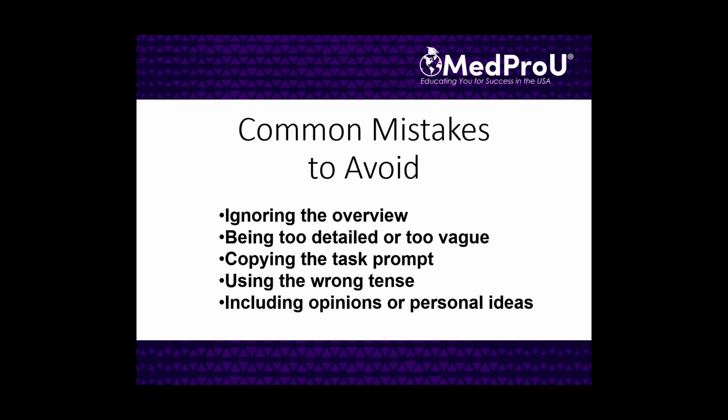Correct. So, number two, avoid being too detailed or too vague. Don't describe every single number. You have to focus on the key points. Number three, copying the task prompt. Don't do that. Paraphrase instead of repeating the phrases directly from the question.